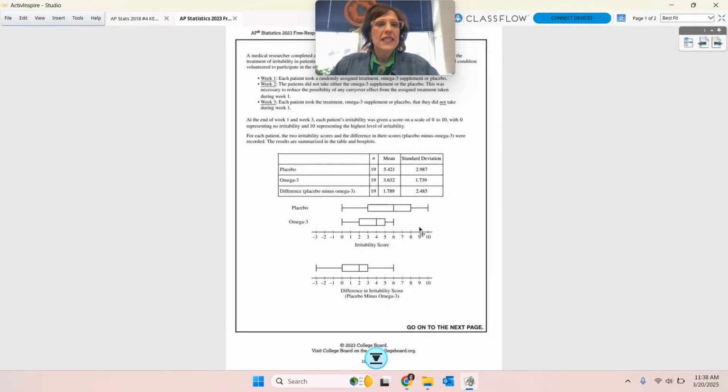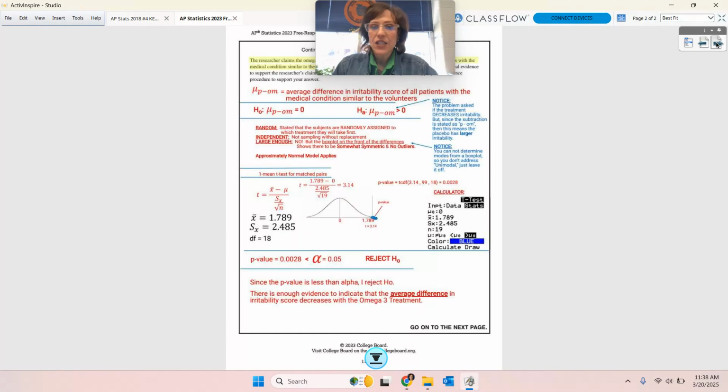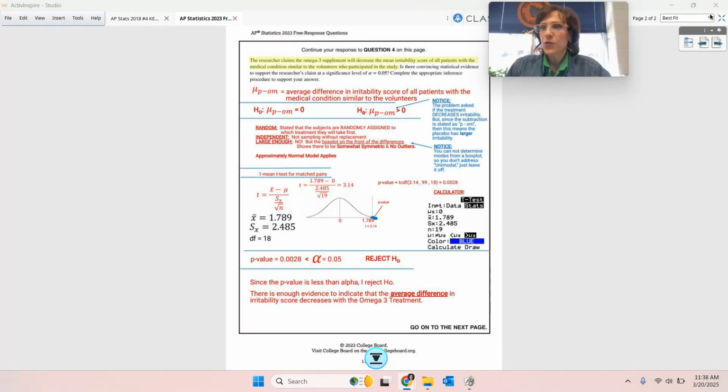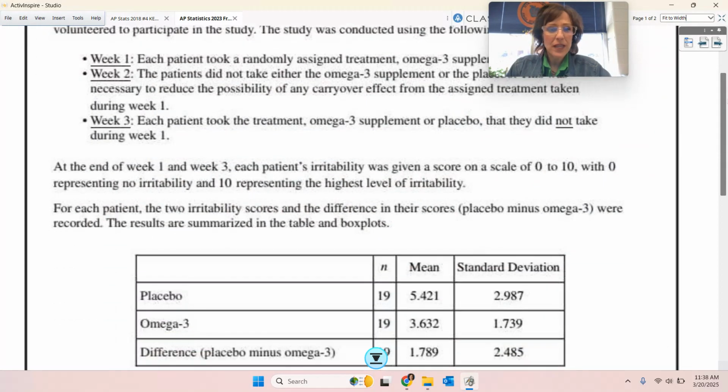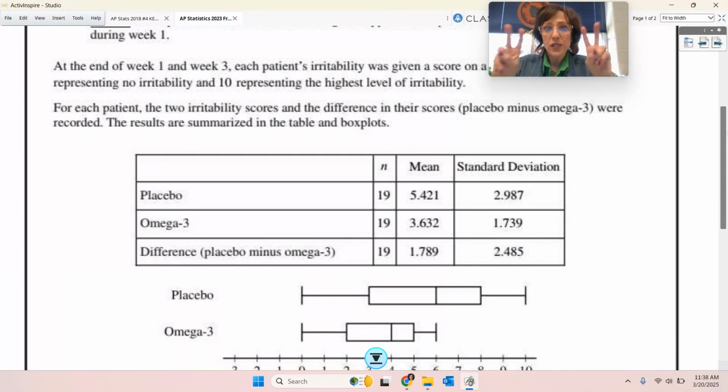All right, let's go ahead and take a look at this 2023 number 4, a very low scoring free response question. So let's take a look at it. This is the one where we are wondering about the average difference. If we take a look at the information, it gave us enough information to do two separate independent means or a matched pairs problem.